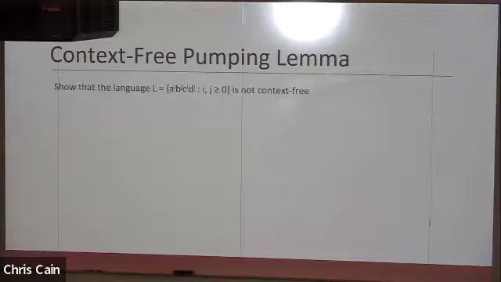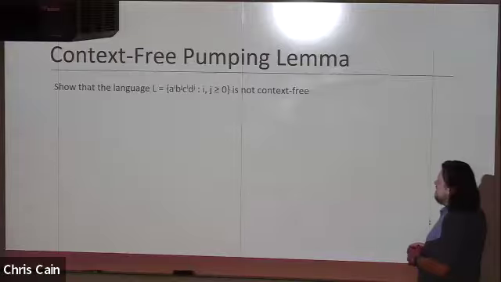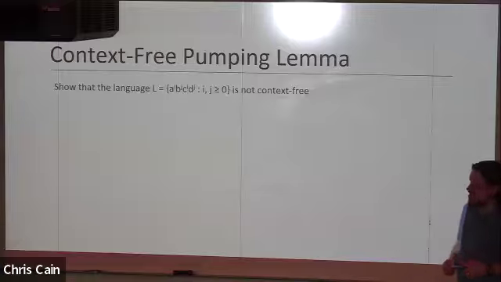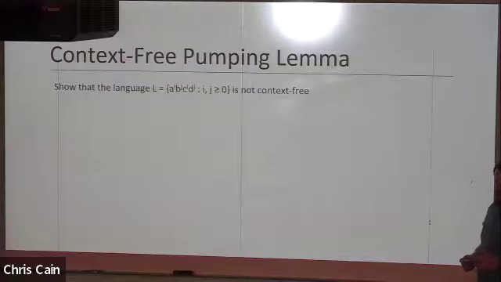All right. Let's try a context-free pumping lemma. So this reads a^i b^j c^i d^j such that i and j are both greater than or equal to 0. True that that is not context-free.